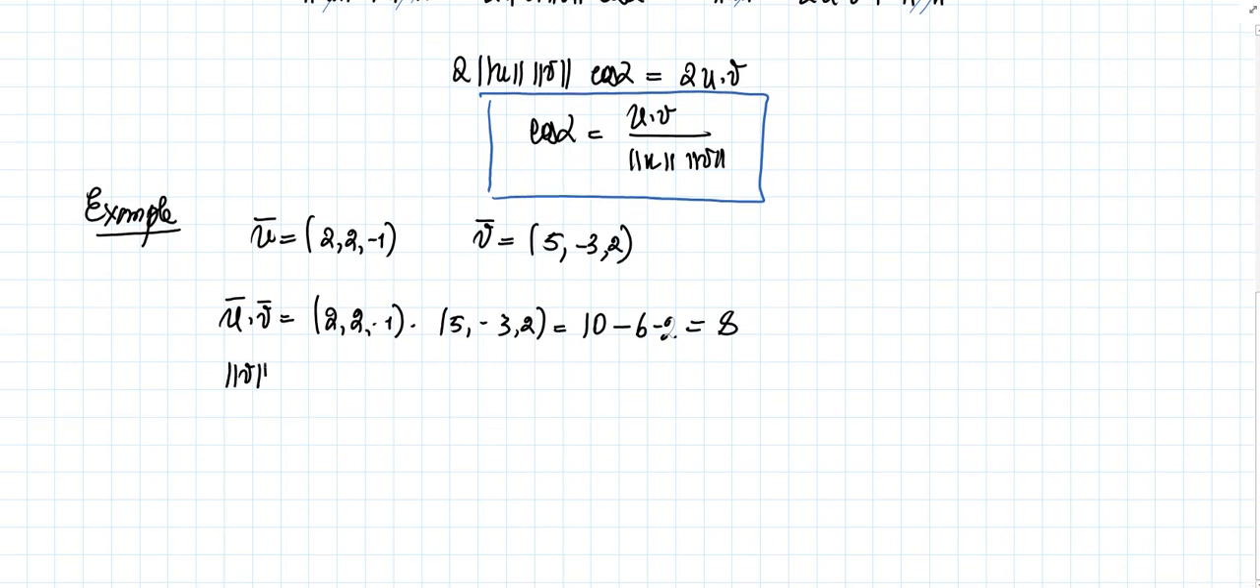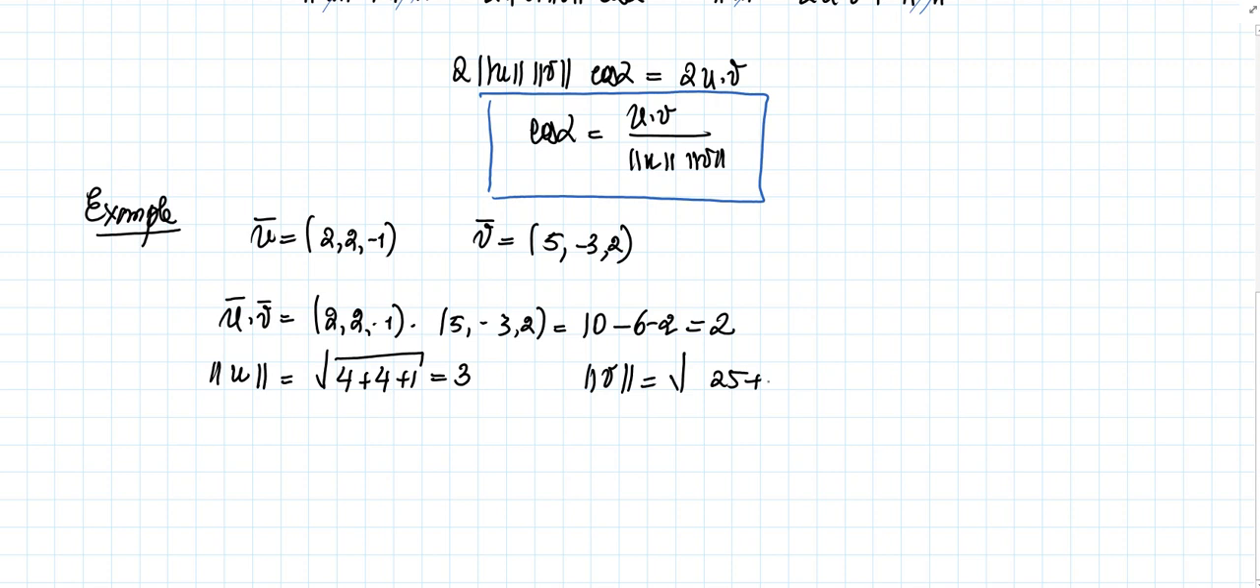So the norm of the vector u is going to be equal to the square root of 2 squared, which is 4, plus 2 squared, which is 4, plus 1, which is going to be equal to the square root of 9. Okay, 10 minus 6 minus 2 is 2. So 4 plus 1 is equal to 3. And the norm of the vector v is equal to the square root of 25 plus 9 plus 4, which is going to be equal to 38.